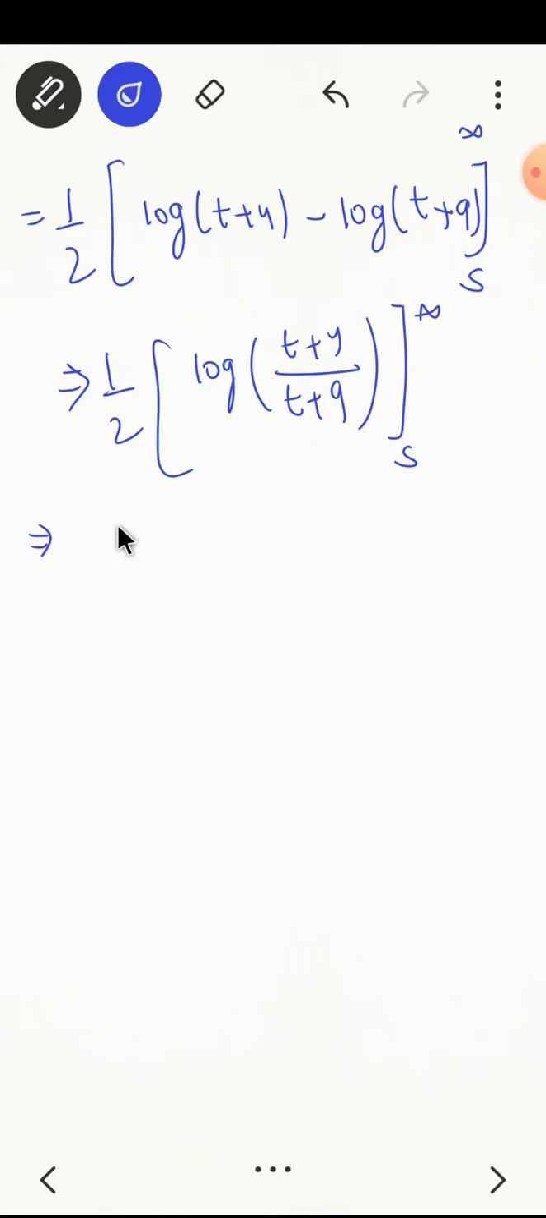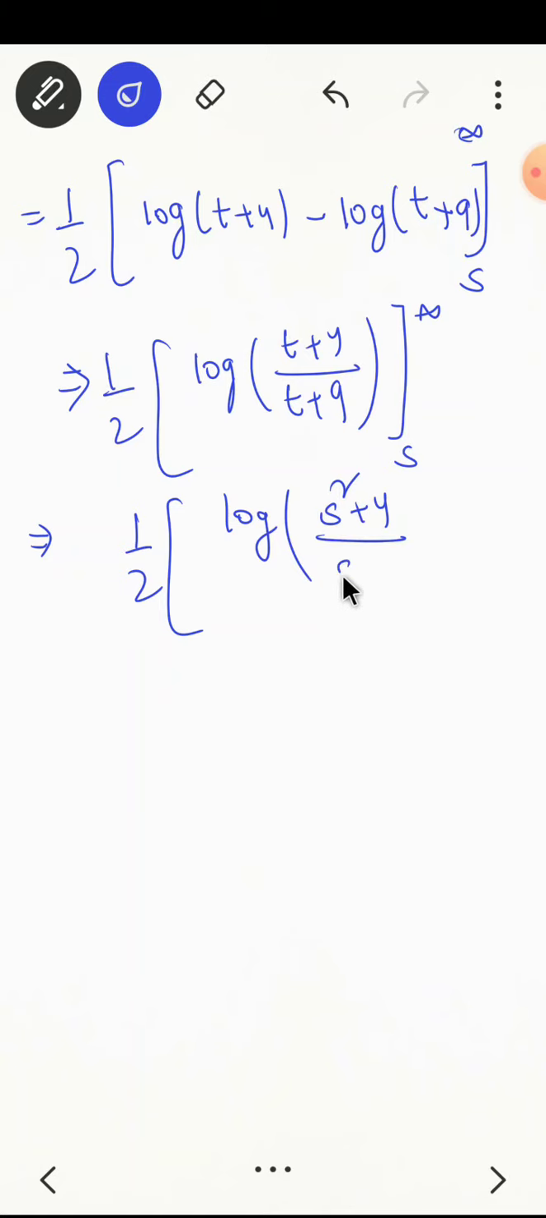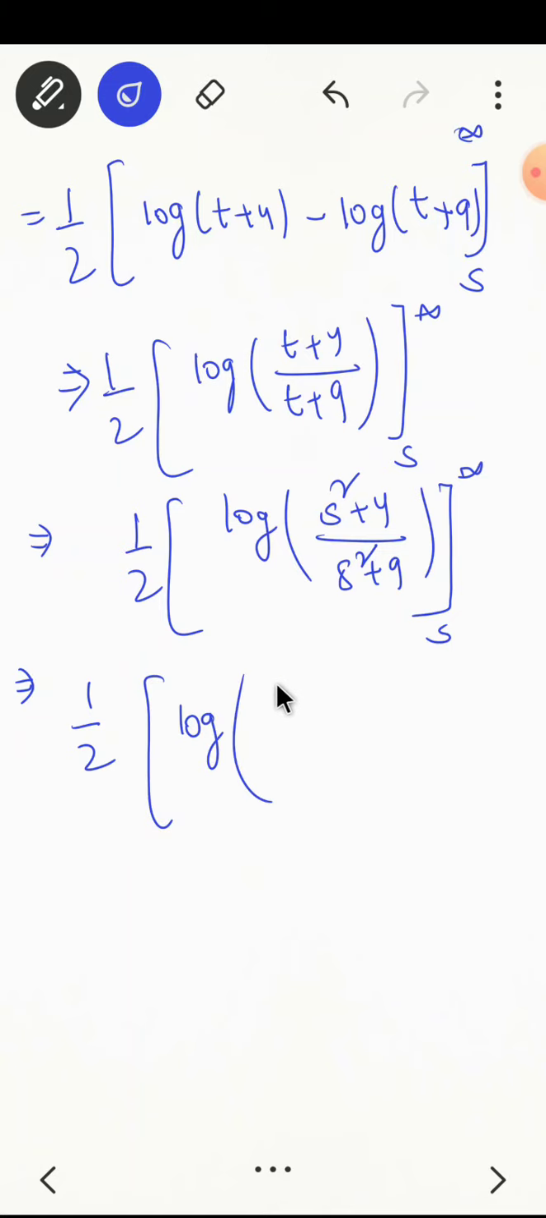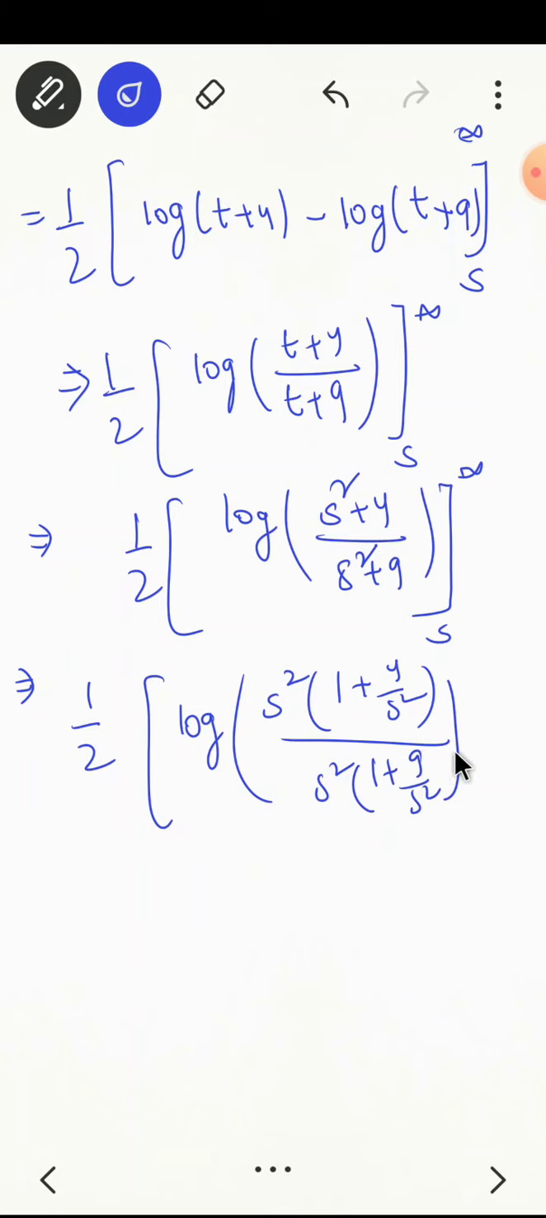Now limits may also change, but I am again changing the values back. So log t means s square, so s square plus 4 by s square plus 9. I have changed back, so limits remain the same. Then 1 by 2 log, we will take s square common. Why? Because we cannot evaluate the log of infinity. So I will take s square common: 1 plus 4 by s square by 1 plus 9 by s square, with s to infinity. Now apply limits.